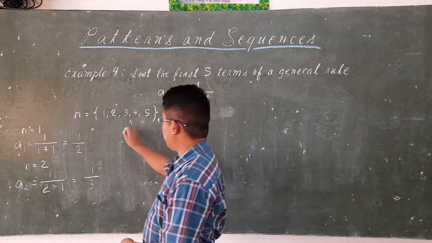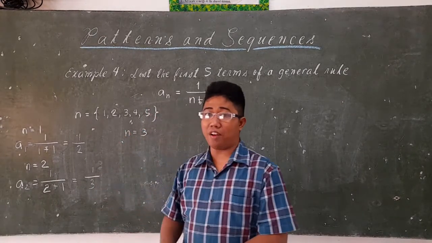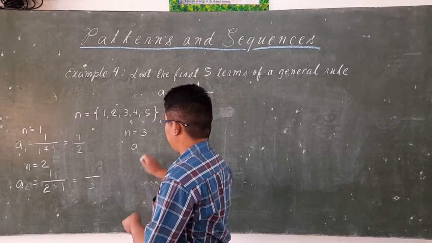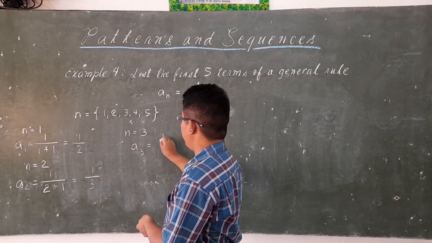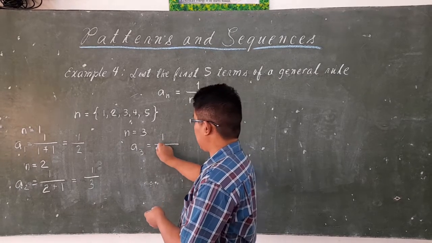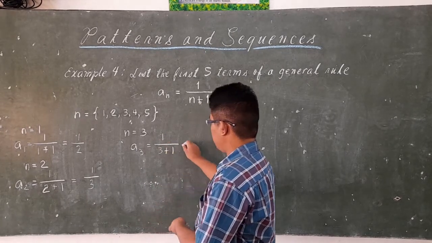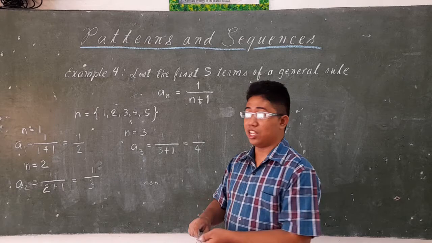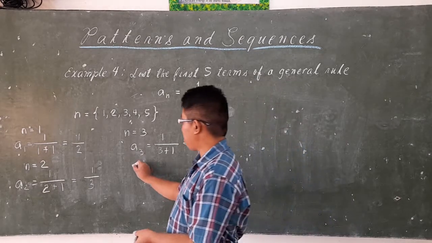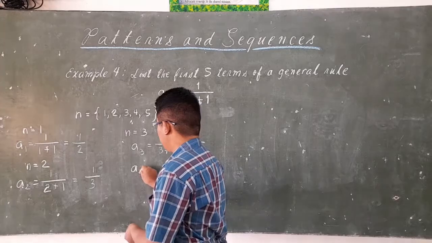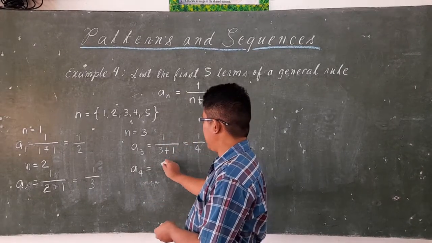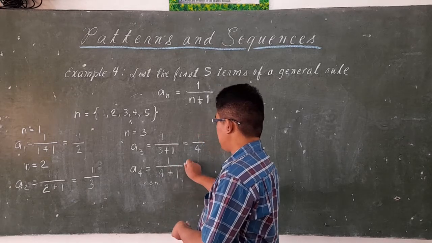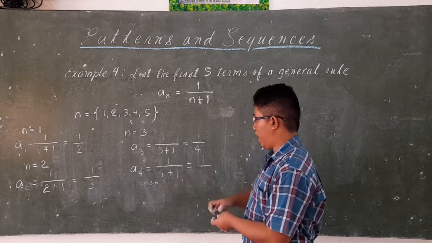How about where n is equal to 3? Substitute again into the given general equation, so a sub 3 is equal to 1 over n plus 1, which is 3 plus 1. So 1 over 3 plus 1, where 3 plus 1 equals 4. That is 1/4. How about a sub 4, the fourth term? a sub 4 is 1 over n plus 1, where n is 4. Simplify: 1 over 4 plus 1, where 4 plus 1 equals 5.